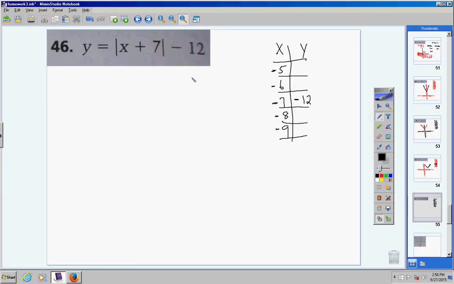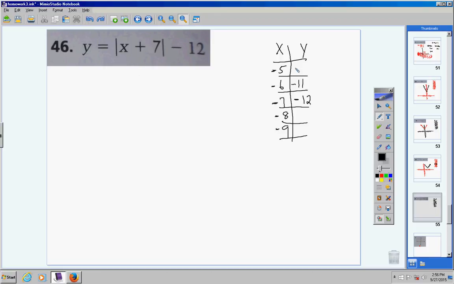Now, let's go ahead and start substituting these x values in. We'll start with negative 6. If you put a negative 6 here, negative 6 plus 7 is 1. The absolute value of 1 is 1. 1 minus 12 is negative 11. Now we'll put a negative 5 in. Negative 5 plus 7 is a positive 2. The absolute value of 2 is 2. Positive 2 minus 12 is negative 10.